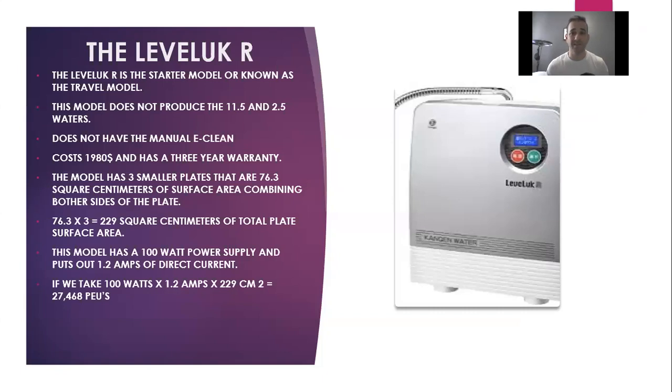Like I said, you don't need to share this with brand new clients, but if somebody wants to go deeper into understanding the specifications on the product, this is a really good way to mathematically show them. So the PEUs, or potential electrolysis units, are the total surface area of the plates multiplied by the watts, multiplied by the DC amps that are put out of the power supply.